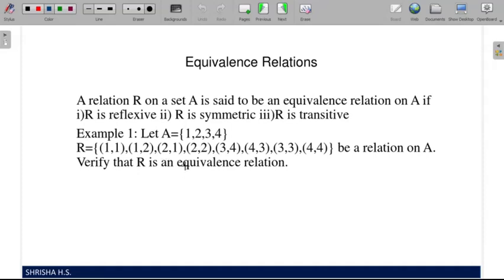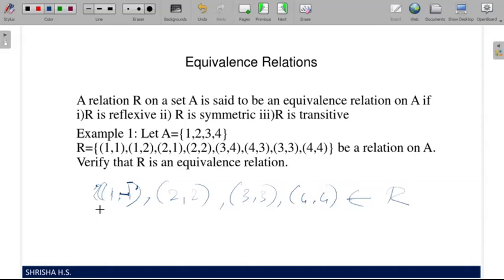So we'll start with an example. A equal to 1, 2, 3, 4 and R is given to us. We have to verify whether R is an equivalence relation or not. First we have to check whether it is a reflexive relation or not. So let's see here, 1 comma 1, 2 comma 2, 3 comma 3, and 4 comma 4. So these all belong to the relation.